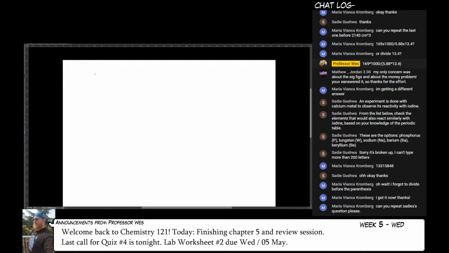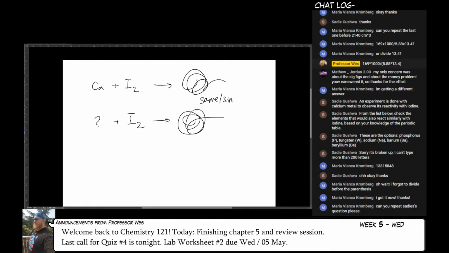The question that Sadie asked was, if calcium reacts with iodine and you get some sort of reaction, and this will just be my reaction symbol, what else can you react with iodine and get the same sort of outcome? The way that you determine that is that any element that's in the same group on the periodic table will have similar reactivity.